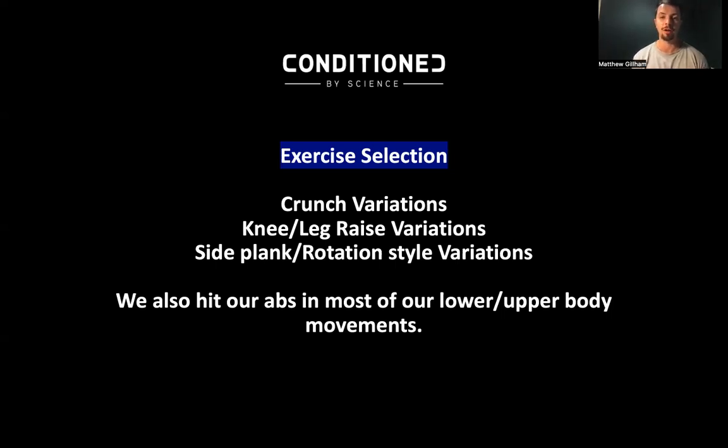We also hit our abs, which you may or may not know, in most of our lower and upper body movements, particularly our main compounds, but even things like when you're performing a single arm row. Obviously you have got the dumbbell in one hand and your abdominals will be creating stability, i.e. helping you maintain a neutral spine whilst you row in that single arm movement.